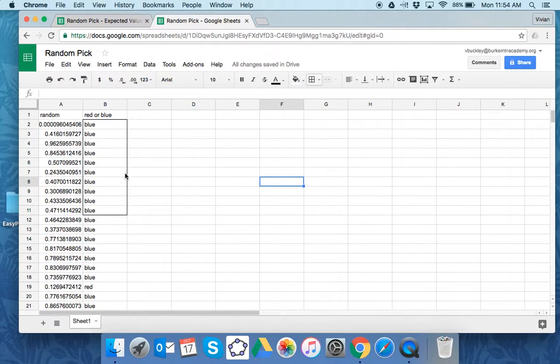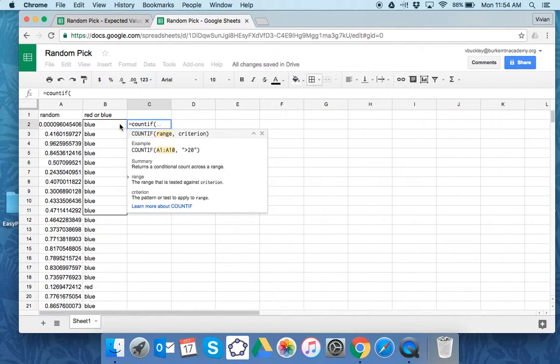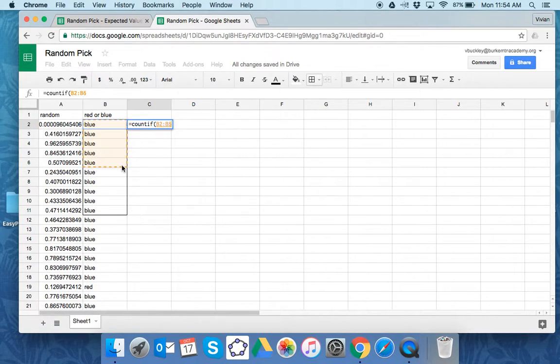How many were blue and how many were red? So over here I want to say equals COUNTIF in this range of cells, comma, you see the word red. So we're looking for how many reds we get when we select those people. In this case, it was 0.